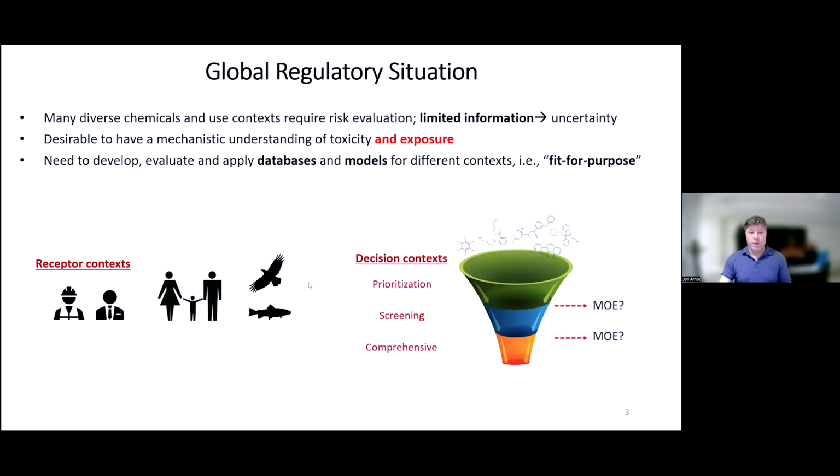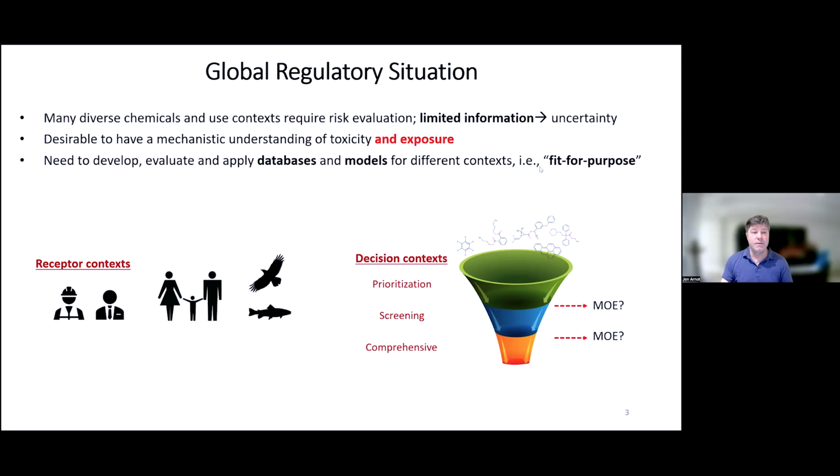All right. We're all aware of the fact that there are many diverse chemicals and use contexts that require risk and safety evaluation, and that there's limited information that results in uncertainty in decision making. And there are various decision contexts, such as chemical priority setting, screening level assessments, and more definitive or comprehensive assessments that usually result in a regulatory decision.